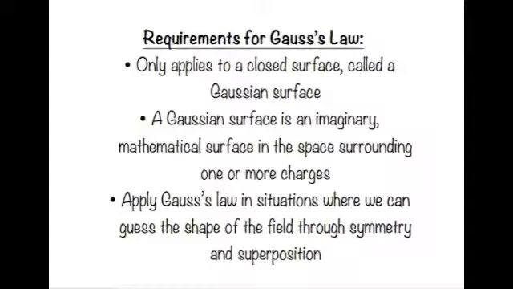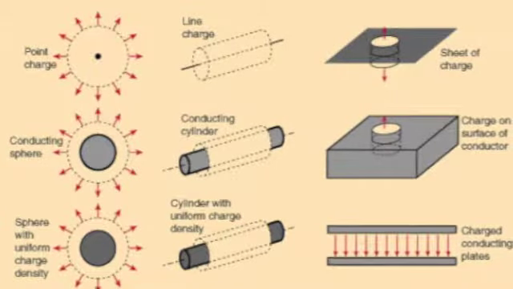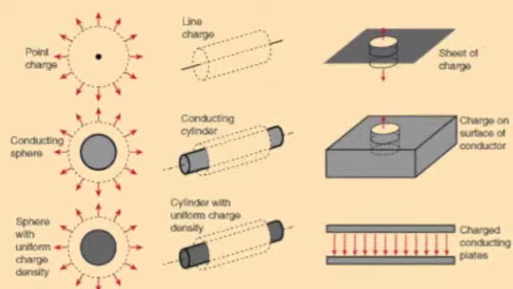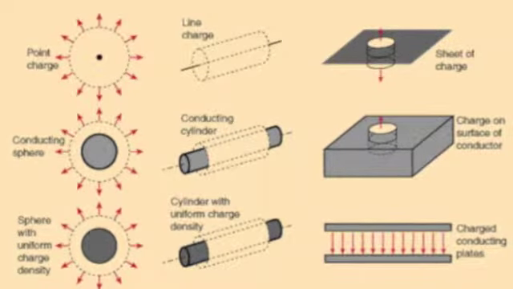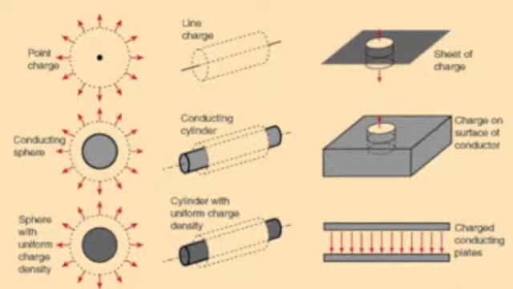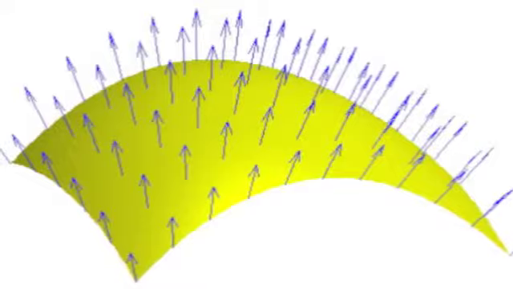We need to apply Gauss's law in situations where we already can guess the shape of the field through symmetry and superposition. Gauss's law is only effective in a limited number of situations where the field is highly symmetric. When using Gauss's law, choose and draw a Gaussian surface with the same symmetry, and be sure every part of the Gaussian surface is either tangent or perpendicular to the electric field.